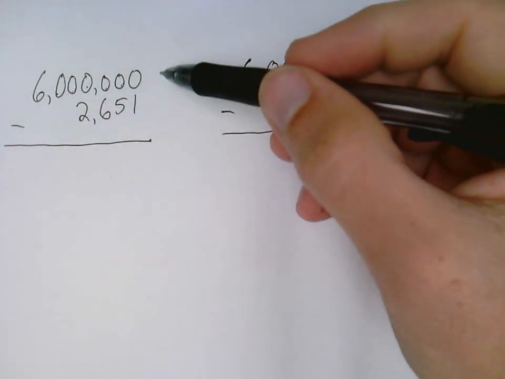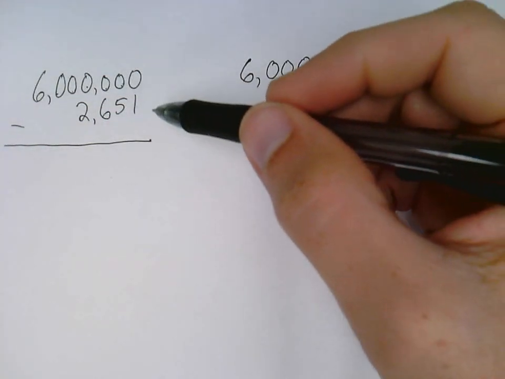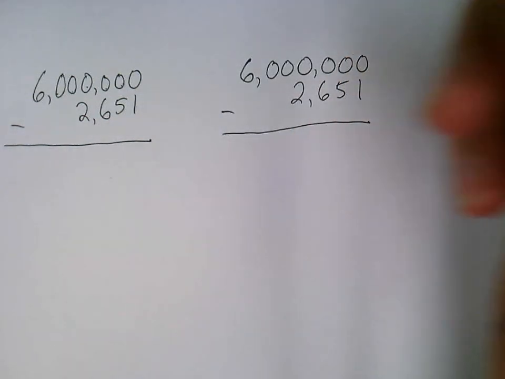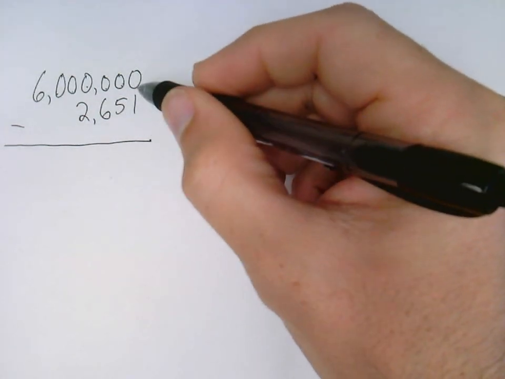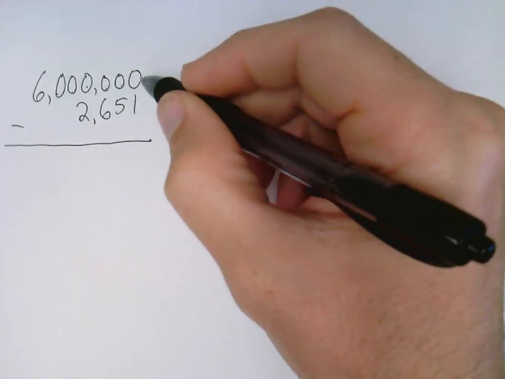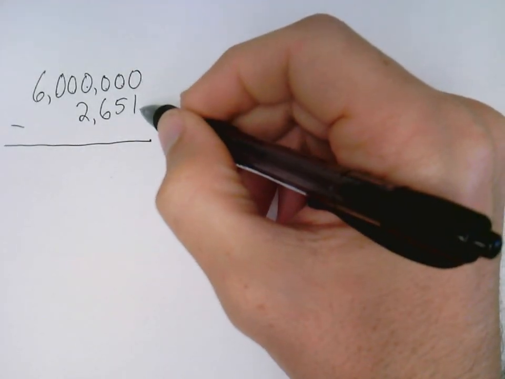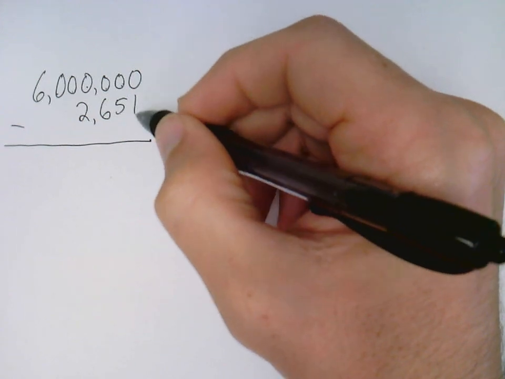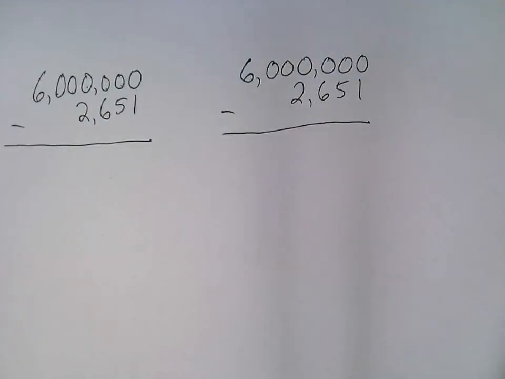To do 6 million minus 2,651, the first thing you need to do is ask yourself in the ones column if you can do it. 0 minus 1 I can't do, because if I have nothing, I can't possibly give someone 1. So I can't take 1 away from 0. So we need to borrow.